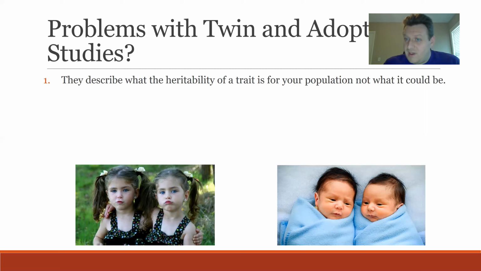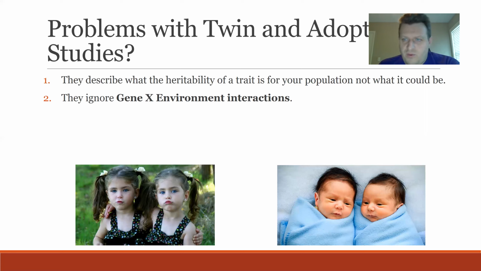So twin studies show the heritability of the way that the population currently is, not necessarily what it could be. All right, and the more egalitarian a society is, the larger heritability estimates are going to be. So that's one problem. Another problem is that they are going to ignore gene by environment interactions. Perhaps for you to have a particular outcome, the environment has to be a particular way, and you have to have a particular gene. Okay, we'll look at an example of this in a slide or two.